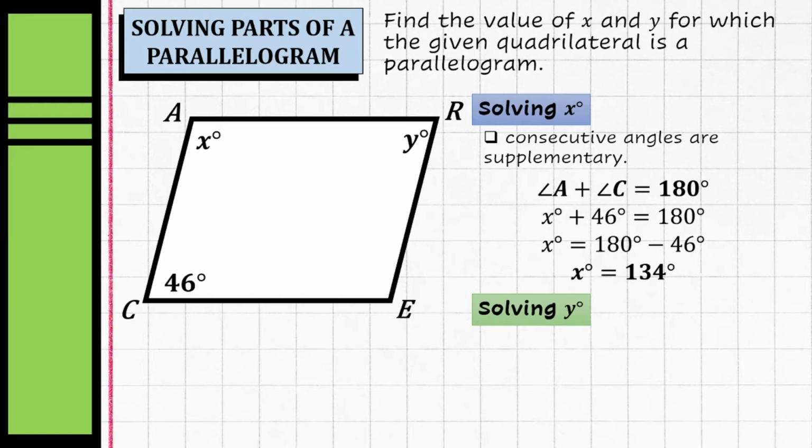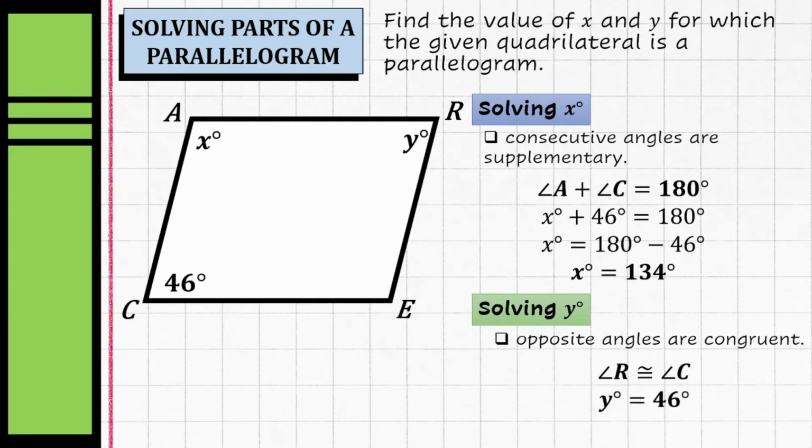Now, let's solve for the value of y. Again, knowing that our figure is a parallelogram, we can say that opposite angles are congruent. We can say that angle R is congruent to angle C. And since they are congruent to each other, they will share the same measurement. So, y will be equal to 46 degrees.